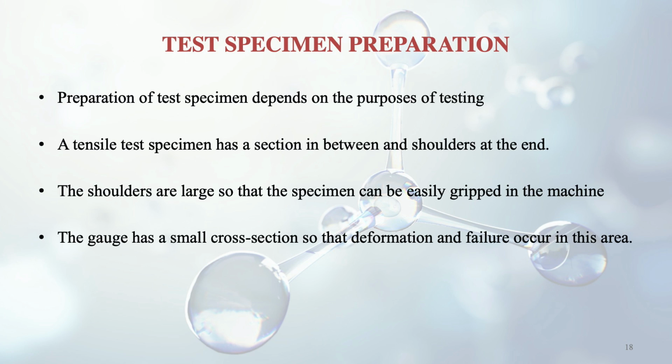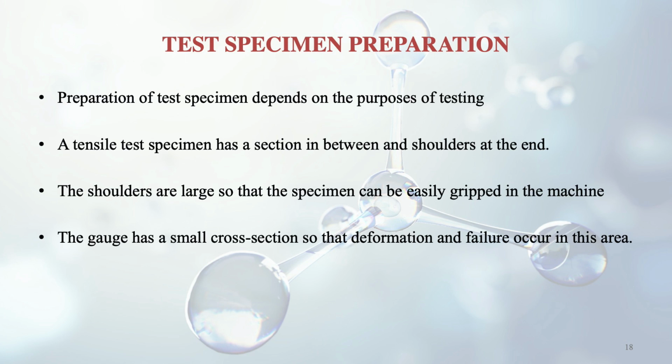If you have seen a dumbbell, in the middle portion it is somewhat thinner, and at the end there are two more portions which have more diameter, and it will be shown in the figure also in the coming slides. So the shoulders are large so that the specimen can be easily gripped in the machine. Shoulders are meant for the purpose of gripping the specimen in the machine. The gauge has a small cross section, meaning the middle portion has a small diameter, so that deformation and failure occur in this area.